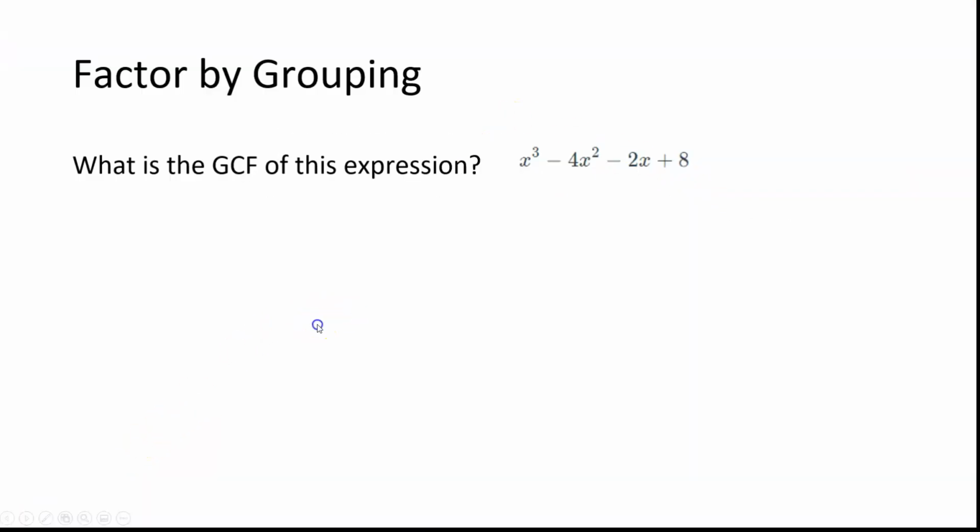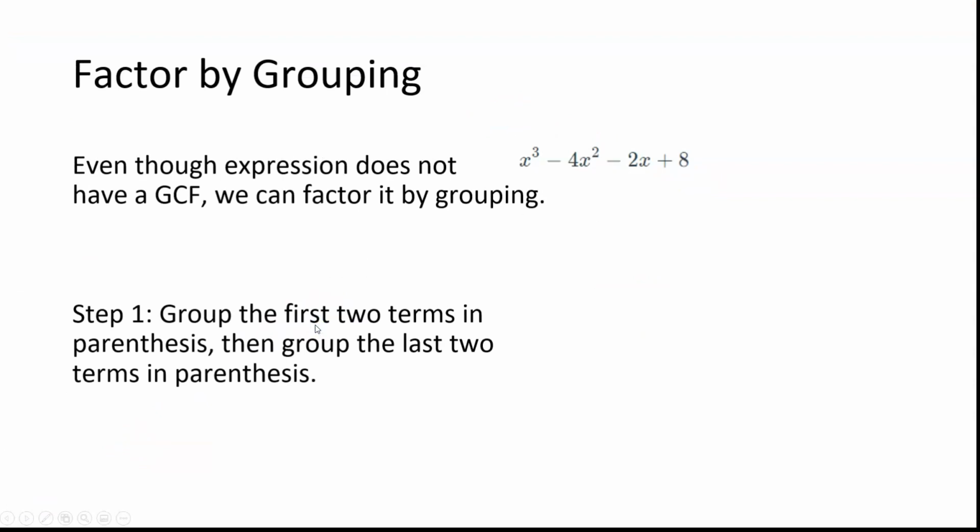So what we're going to do is that even though this does not have a greatest common factor, we can factor it by grouping. And the steps to doing that are real simple. We are going to first group our first 2 terms in parentheses and then the last 2 terms in parentheses. What that literally looks like is I'm going to write x cubed minus 4x squared, and I'm going to put those in parentheses. All I did was rewrite this right here.